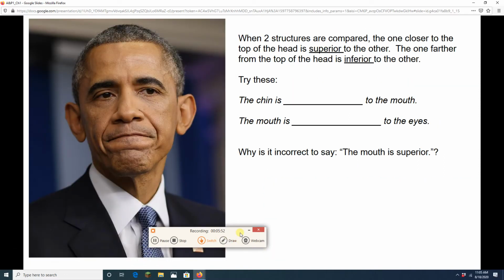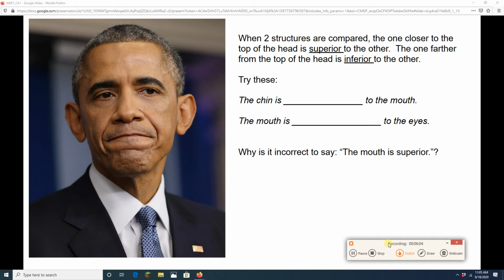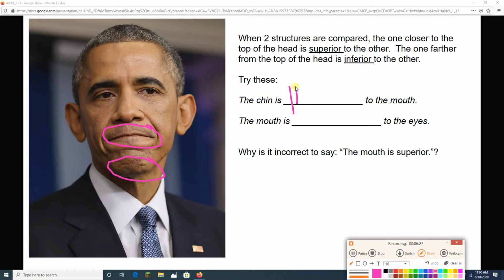When we are comparing two structures, we often want to relate one to another. Okay? The one that's closer to the top of the head is the superior one. The one farther from the top of the head is the inferior one. So, for example, if we look at President Obama here, his chin is what to his mouth? Well, the chin is farther from the top of the head, so the chin is, hopefully you just said it, the chin is inferior to the mouth.